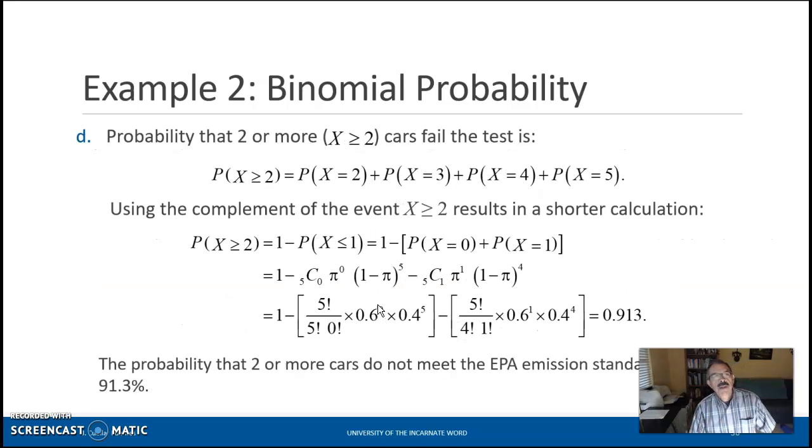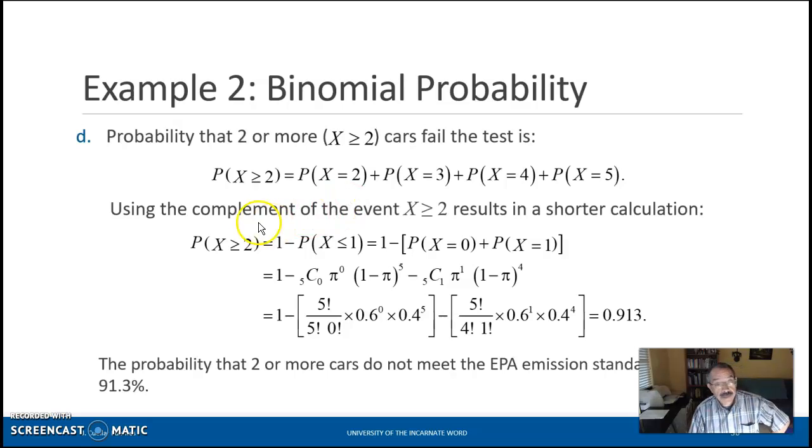Part C says, what is the probability of 2 or more cars failing the test? So 2 or more means that the random variable can take up values of 2 or larger. Remember, the possible number of failures goes from 0 to 5. So the probability of the random variable being 2 or more is equal to the probability of x equal to 2, 3, 4, and 5, and we sum those probabilities. All right, so this requires calculating 4 separate probabilities and adding them together.